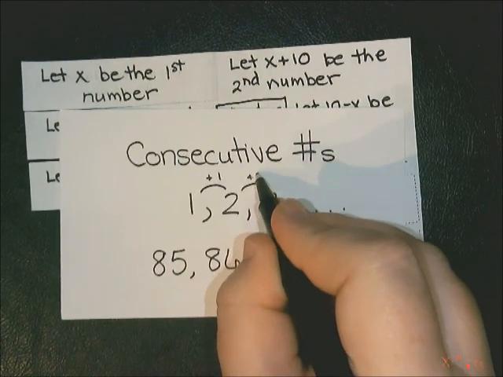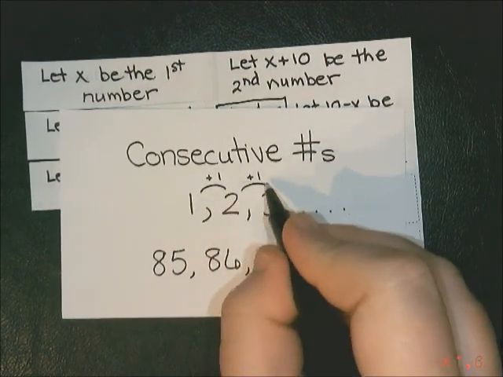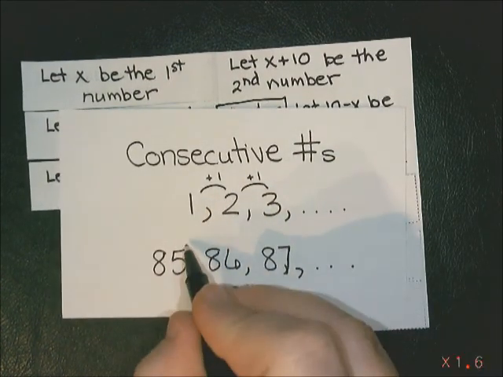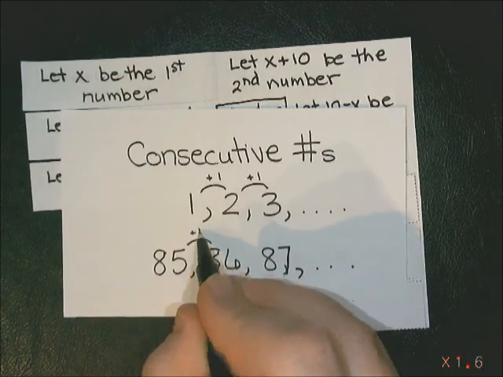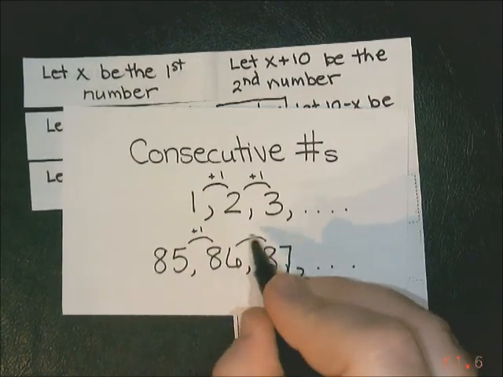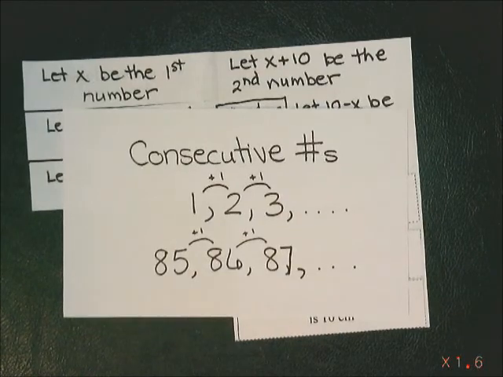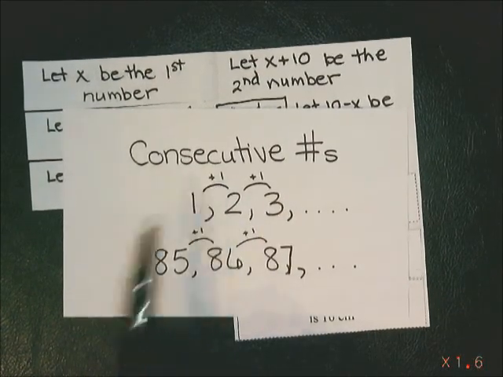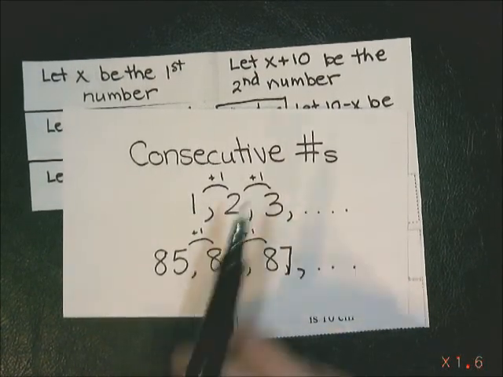So if I take 1 and I add 1, I get 2, and then if I add another 1, I get 3. Same thing here, if I add 1 to 85, I get 86. If I add 1 to 86, I get 87. So consecutive digits or consecutive numbers are all 1 digit apart.